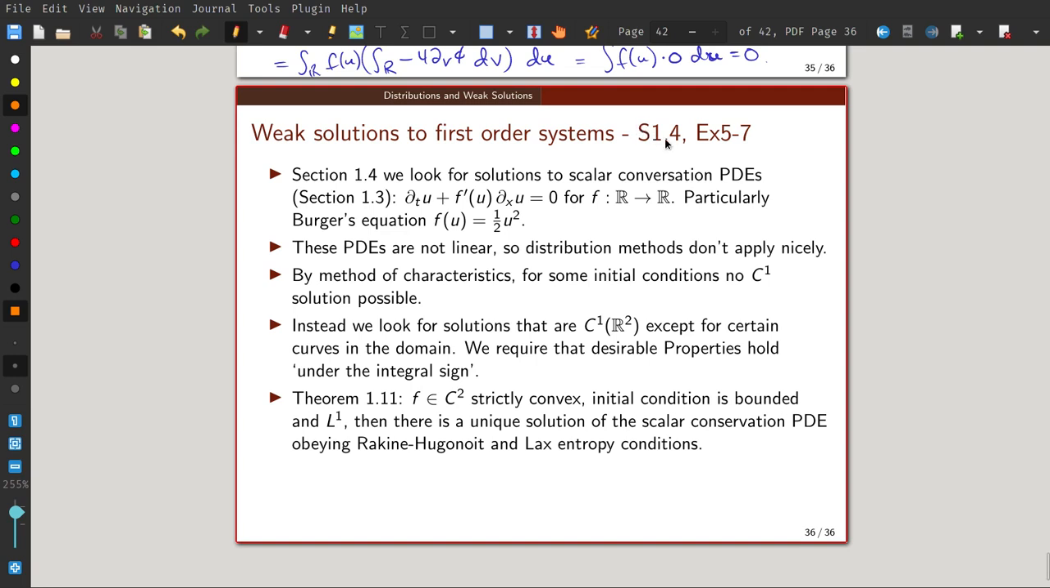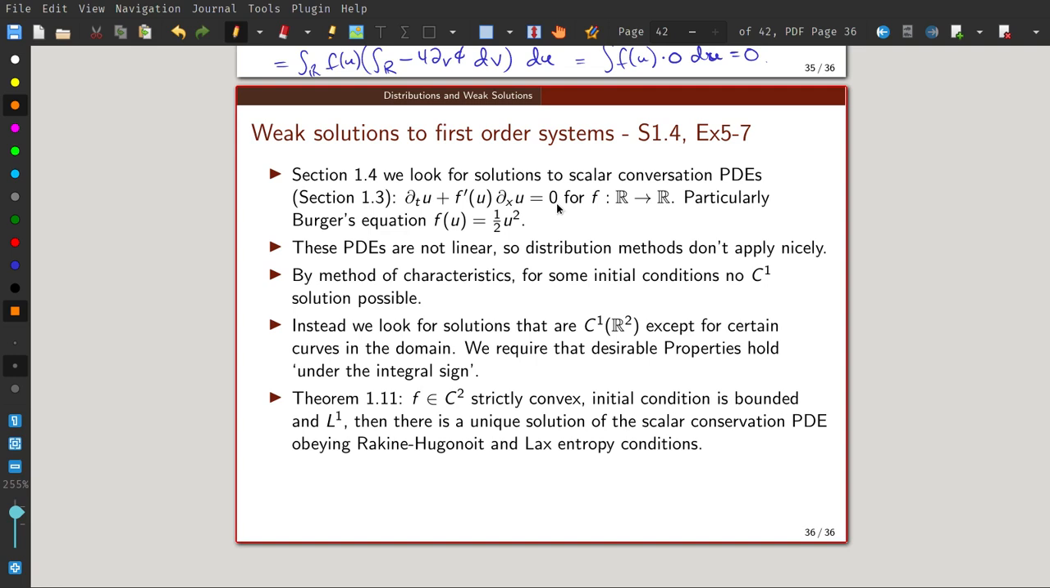But in this section 1.4, we had the scalar conservation PDEs. In particular, we had Burgers' equation, which is u_t plus u times the x derivative of u is equal to 0. That's Burgers' equation. And we applied the method of characteristics to this equation, and we saw that the solution in terms of characteristics was quite simple, but for some initial conditions, there were no solutions. Or for some initial conditions, there were multiple solutions.